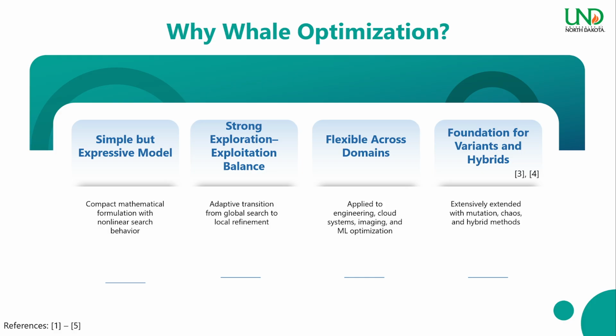Second, it has an explicit mechanism for balancing exploration versus exploitation. So early on in the search, it behaves more randomly, and then as iterations progress, it shifts towards refining around the best solution that it's found so far. And that transition is controlled mathematically instead of through any type of heuristics.